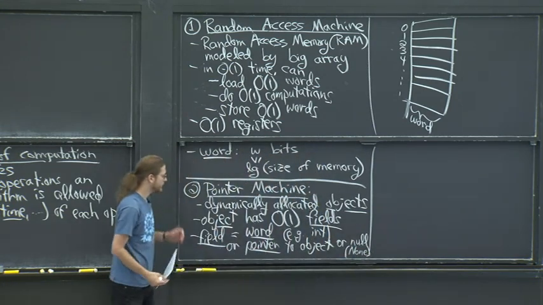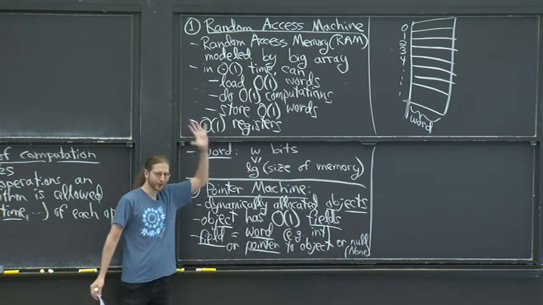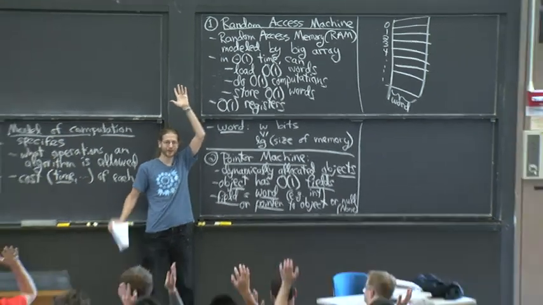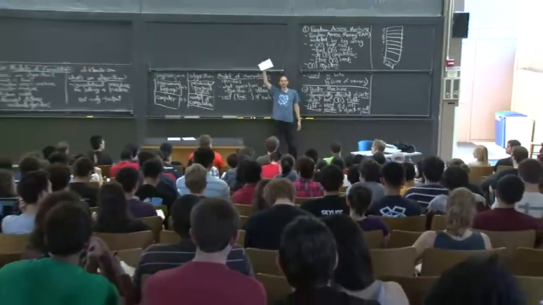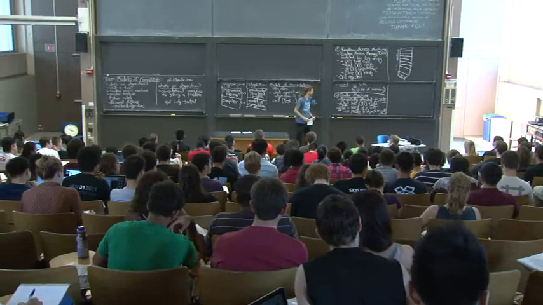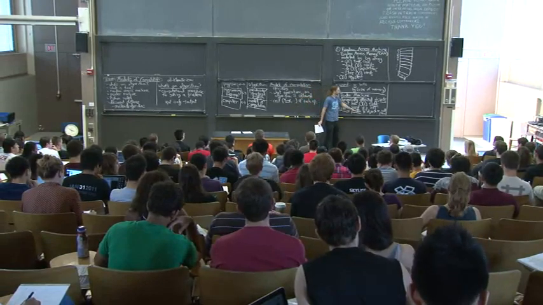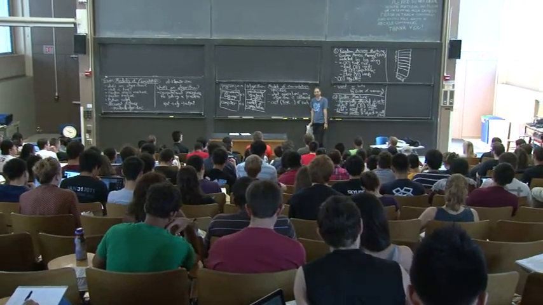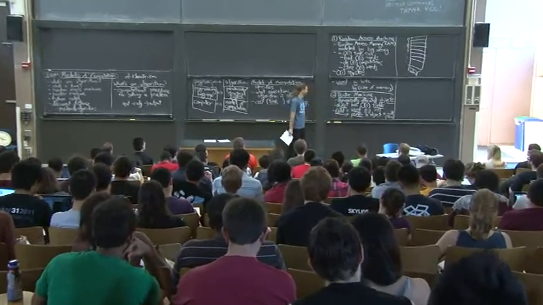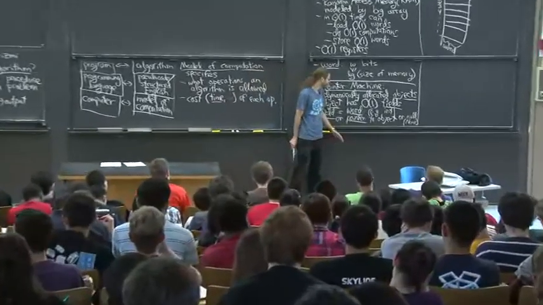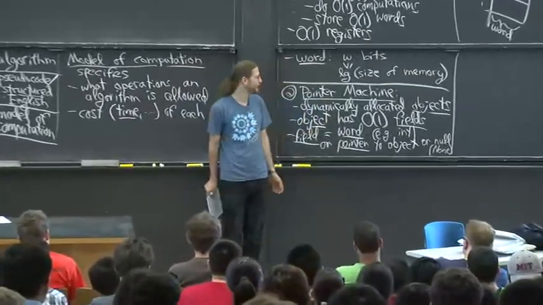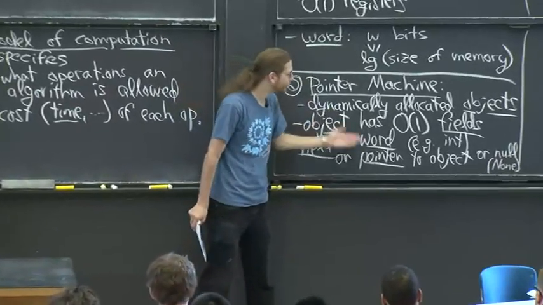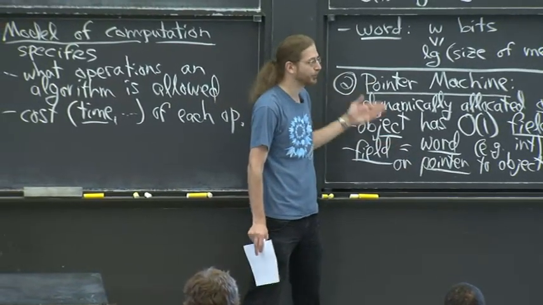How many people have heard about pointers before? Who hasn't? I'm willing to admit it? OK, only a few. That's good. You should have seen pointers. You may have heard them called references. Modern languages these days don't call them pointers because pointers are scary. But there's a very subtle difference between them. And this model actually really is references. But for whatever reason, it's called a pointer machine.